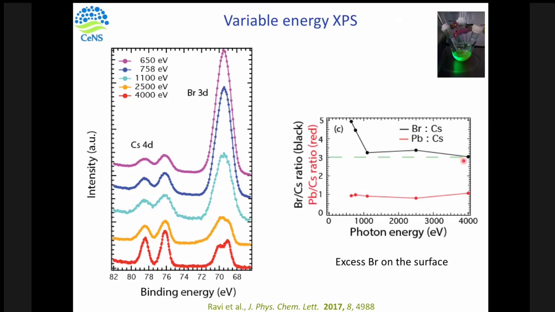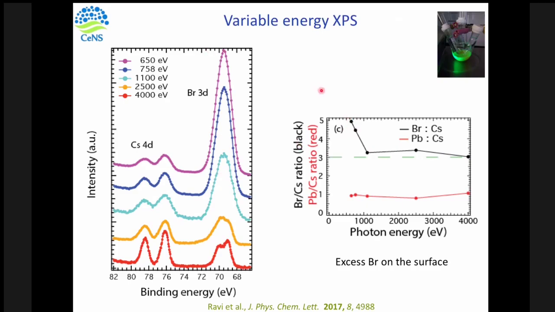What we find is that at 4000 eV, or up to, say, 1100 eV, the ratio is almost 1:3. And that is what we expect, because the composition is CsPbBr3, so we expect Cs to Br to be 1:3. But when we use very low photon energy, the bromine 3d signal intensity goes up.